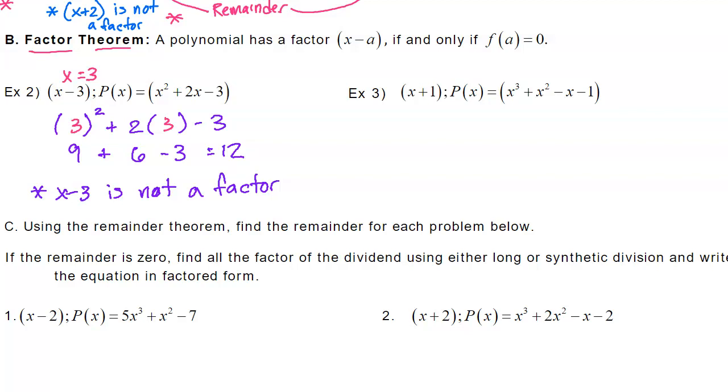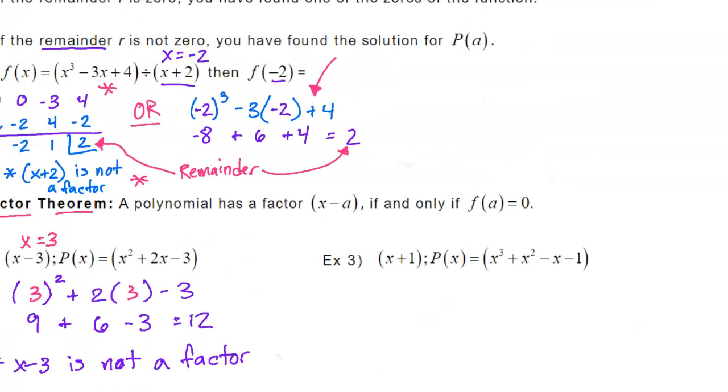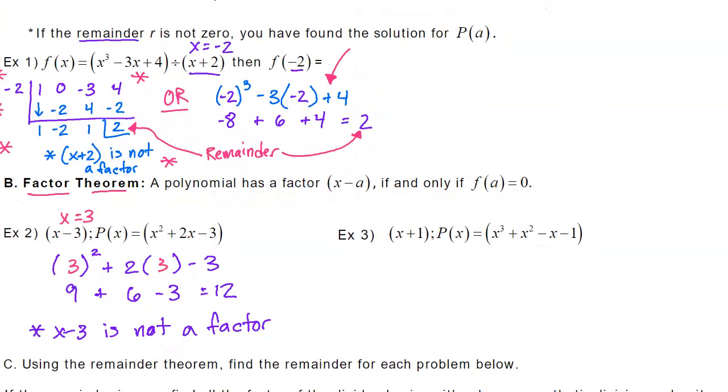They are. I think it's dumb that they split them apart, but they did. And all you need to remember is if there isn't a remainder, then it is a factor. If there is a remainder, then it isn't a factor.